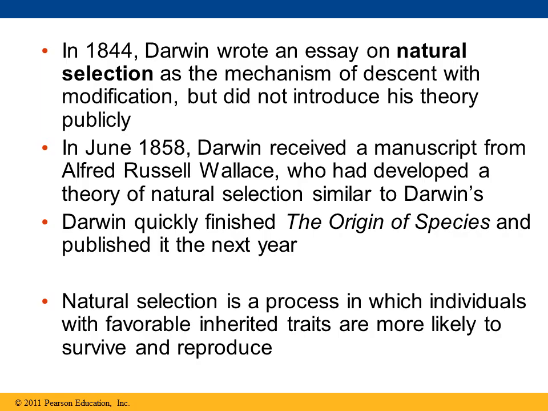So in 1844, Darwin wrote a long essay that described natural selection as the mechanism that causes descent with modification, but he was reluctant to show it publicly in fear of uproar. Then, in 1858, Wallace sent Darwin a manuscript about the same thing, so Darwin quickly finished The Origin of Species and published it the next year. Now, natural selection is the process where individuals with favorable inherited traits are more likely to survive and reproduce.